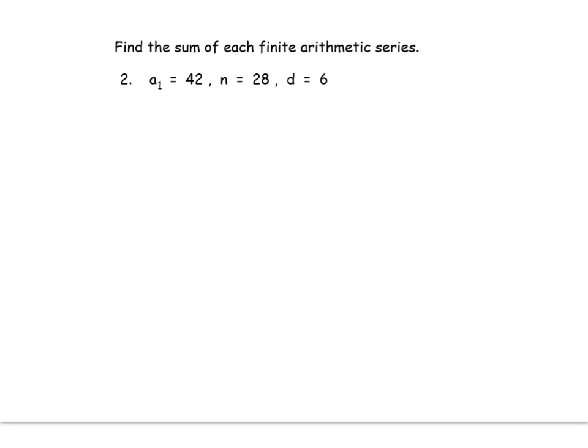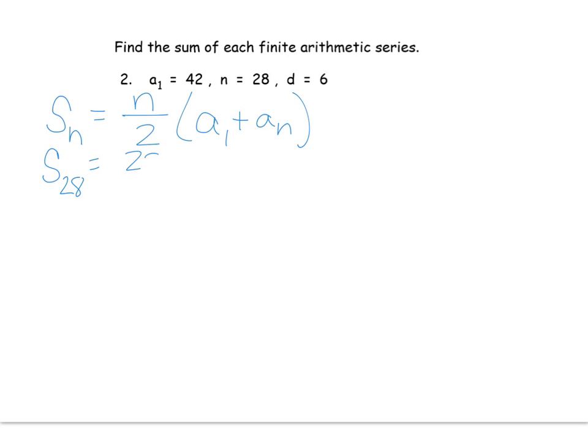The next example is a little bit trickier. It says to find the sum, so I'm going to start with my sum formula. Sn equals n over 2 times a1 plus an. It tells me that I'm finding the sum of 28 terms, so that's going to be S28. So I'm adding up 28 numbers. And my first term is 42.